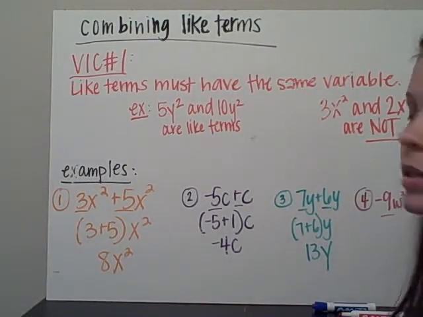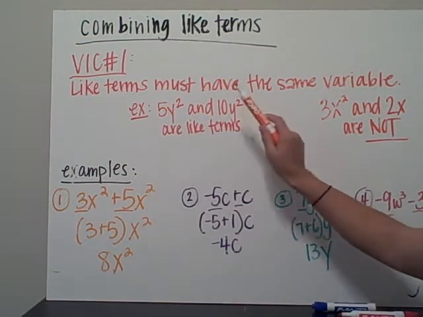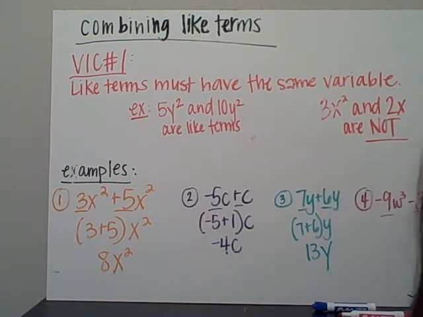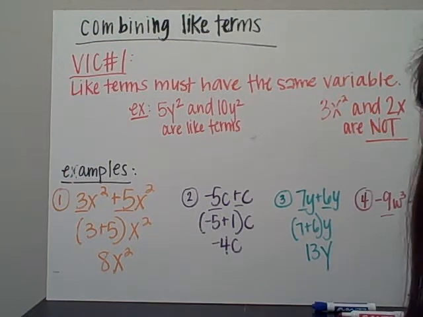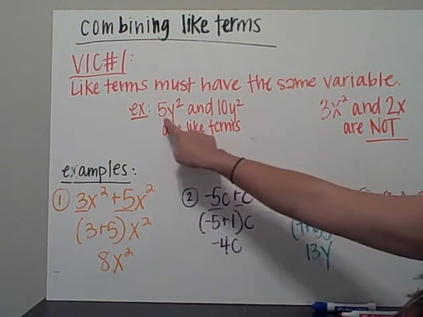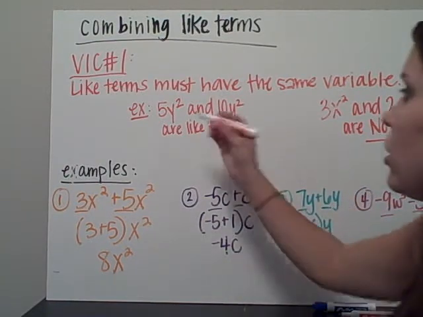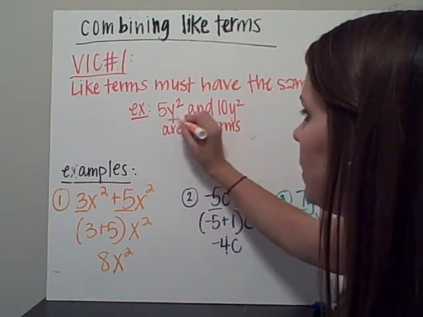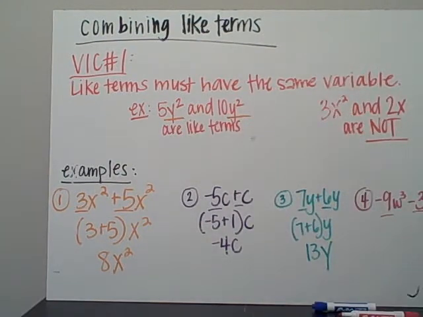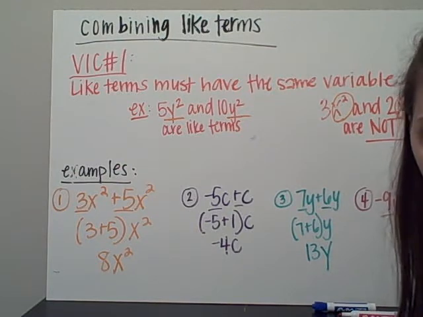Combining like terms. When you are combining like terms, they must have the same variable, and that's our VIC number 1. So what that means is if you have 5y squared and 10y squared, these are like terms because they have the same variable factors, y squared. 3x squared and 2x are not like terms because this is an x squared variable factor and this is only an x. They are not the same.